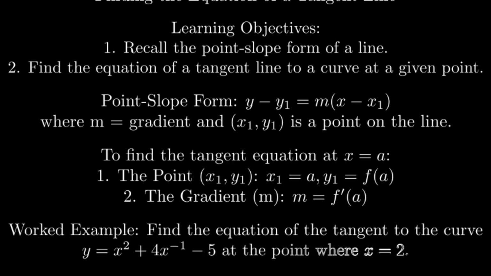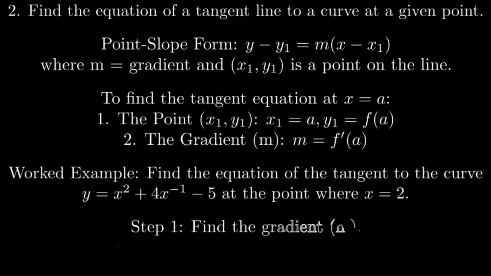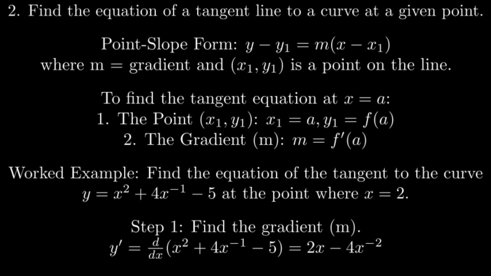We need to find the tangent equation for the curve y equals x squared plus 4x to the power of negative 1 minus 5 at x equals 2. First, let's find the gradient of the tangent. This means we need to differentiate the function and then evaluate it at x equals 2. The derivative of x squared is 2x. For 4x to the negative 1, we bring down the minus 1 to get negative 4 and reduce the power to negative 2.